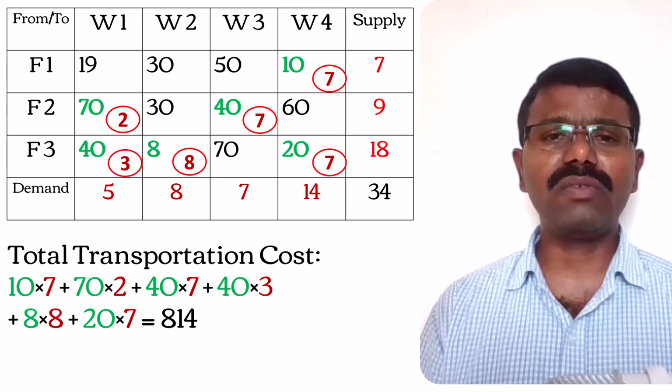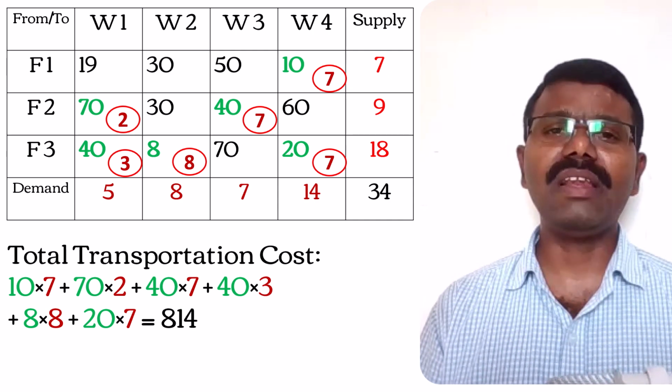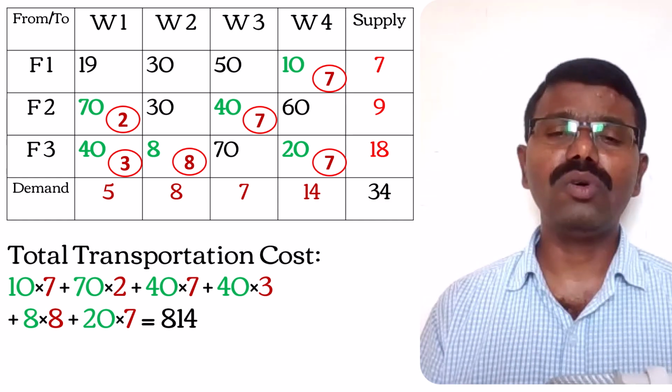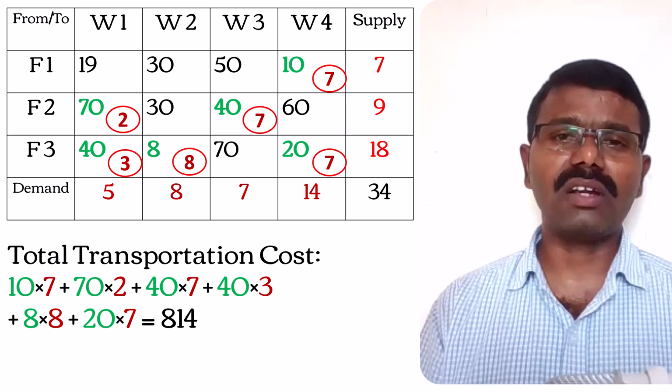Earlier in the northwest corner rule method we got 1015, but here we are getting 814. By the least cost method we are able to reduce the transportation cost compared with the northwest corner rule method.